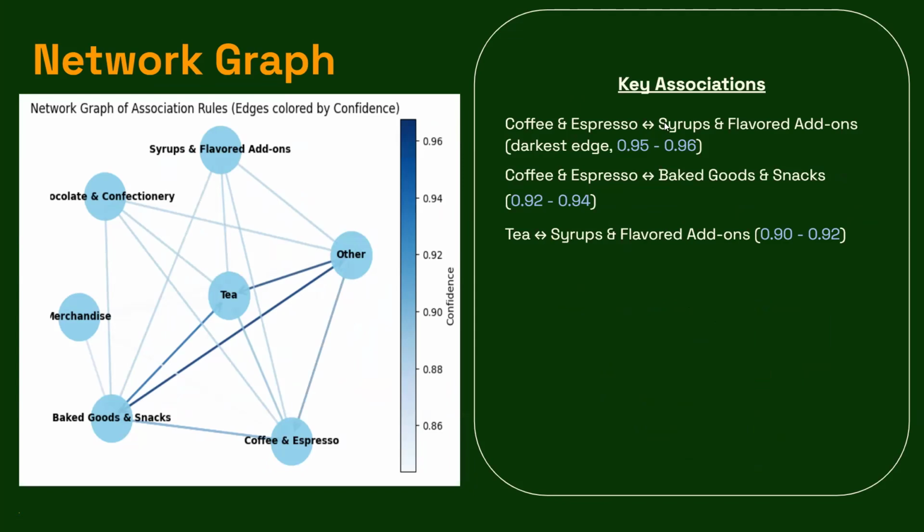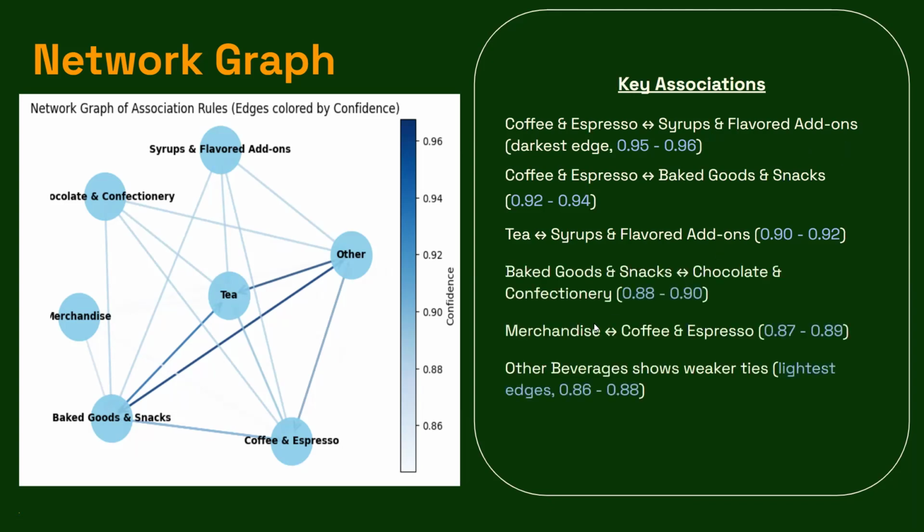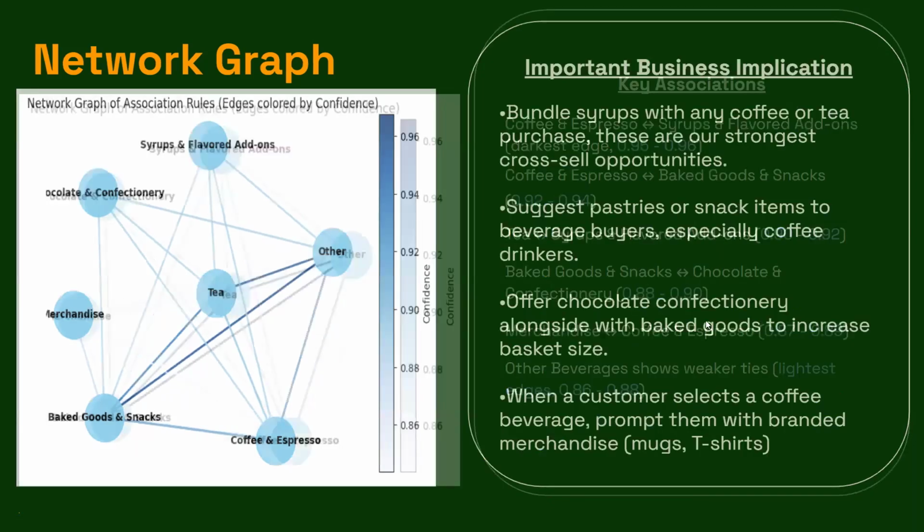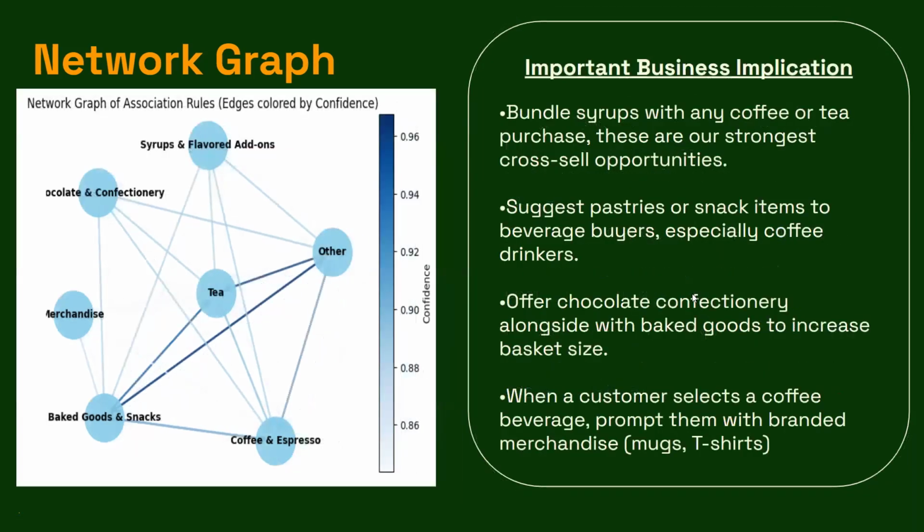It will just be mapping key associations. For instance, the association between coffee and espresso to syrup and flavor add-ons is about 96%, while merchandise to coffee and espresso is about 89%. What is the business implication of this? We can bundle products like syrup with any other coffee or tea product purchase. Or if a customer selects a coffee beverage, we can prompt them to buy our branded merchandise like mugs and t-shirts.